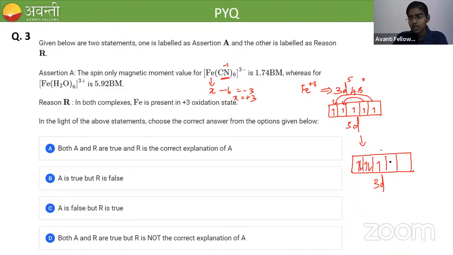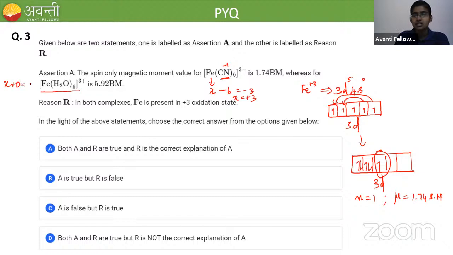So what is happening here? We have 1 unpaired electron in the d orbital. If the number of unpaired electrons is equal to 1, then the magnetic moment will be 1.74, right? So this is what we have studied. So the given magnetic moment value for the complex is correct. And coming to the second complex, which is hexaaqua, here also you can see the iron is taken as X and the water is taken as a neutral ligand, so 0.